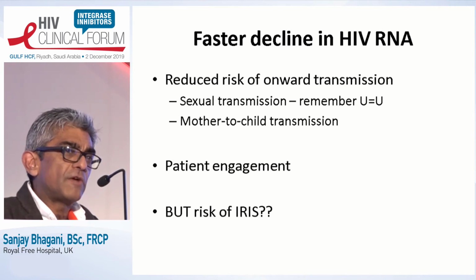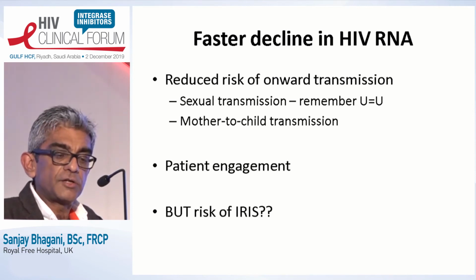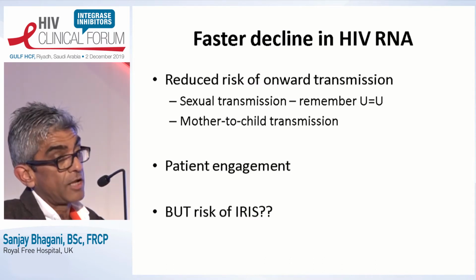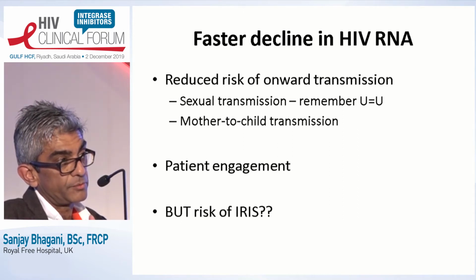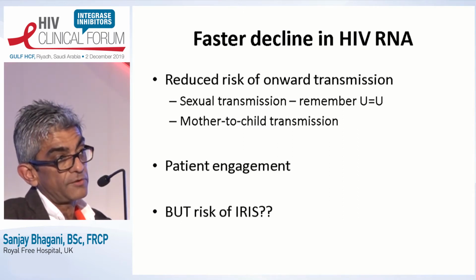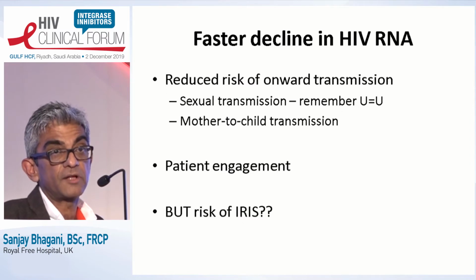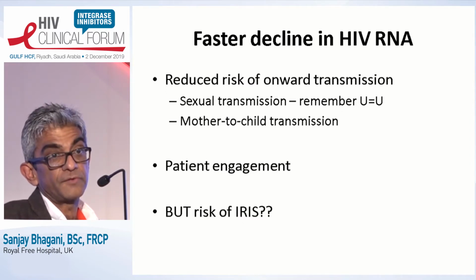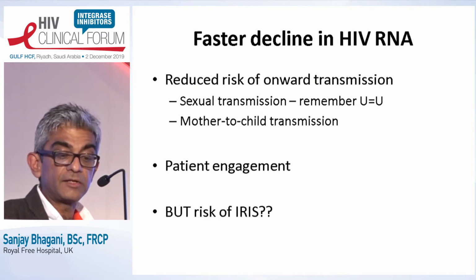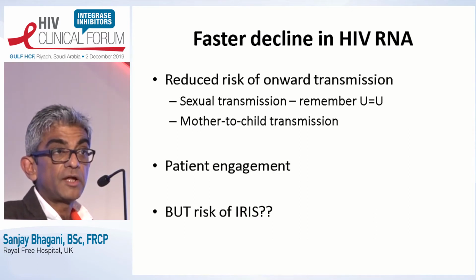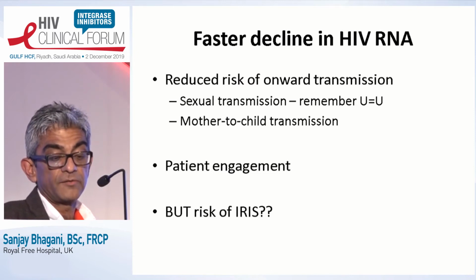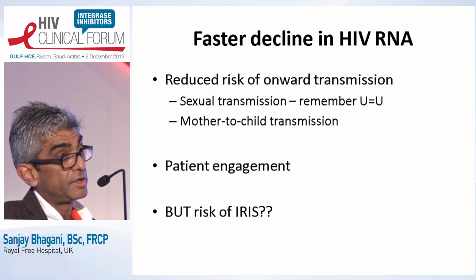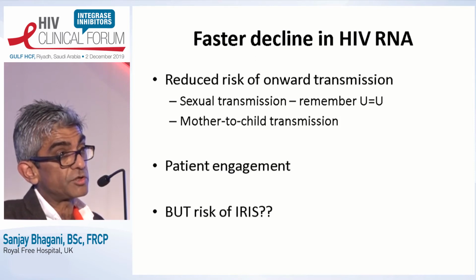So what are the advantages of this faster decline in HIV viral load? Clearly there is reduced risk of onward transmission. Remember that undetectable equals untransmittable, U equals U, and so the faster you get somebody undetectable, the less likely they are to transmit virus onwards, sexually and in terms of mother-to-child transmission. And in both of these situations, integrase inhibitors give you a huge advantage. It's also very important in terms of engaging patients in care.